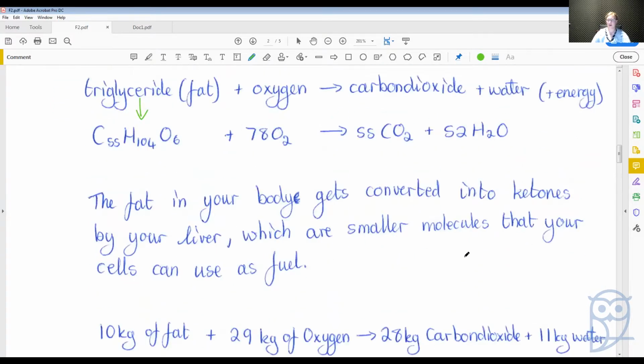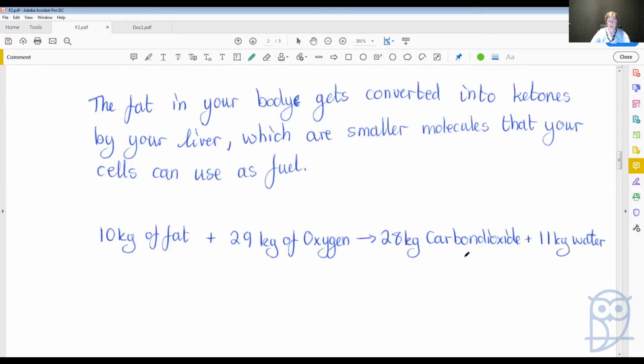So in terms of where your body mass goes, for every 10 kilograms of fat that you are burning up, you need to take in 29 kilograms of oxygen. So that is breathe in, breathe out, a lot of oxygen coming in. So 10 kilograms of fat combines with 29 kilograms of oxygen. That gives us 28 kilograms of carbon dioxide that we are breathing out and 11 kilograms of water. This water goes through our systems out into the toilet, or we sweat it out, or our bodies can actually use it, whatever happens. So that is where your weight goes.